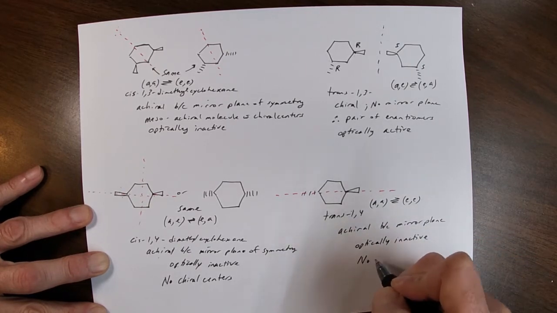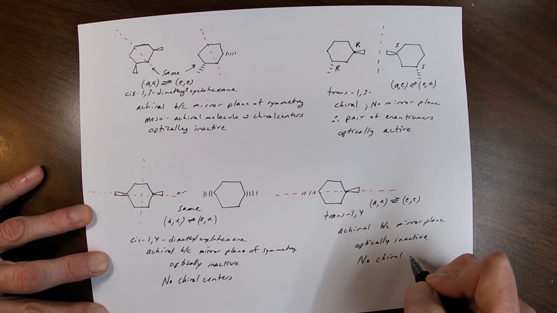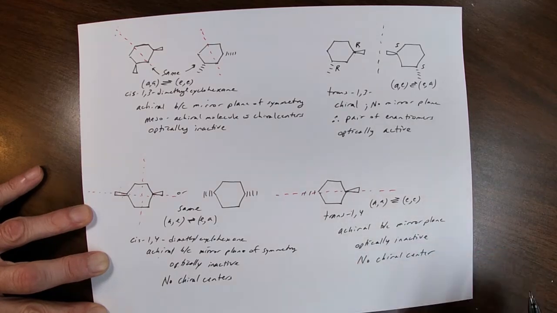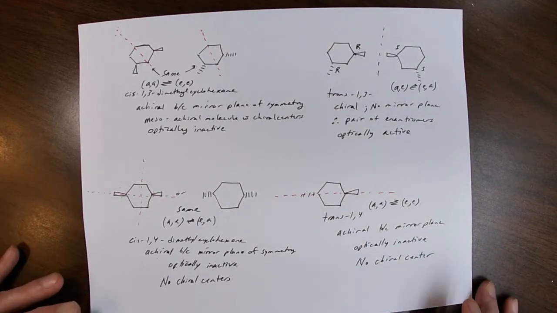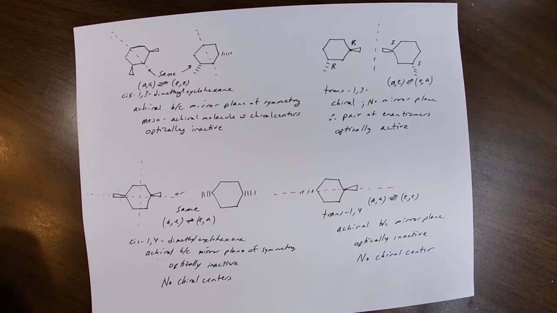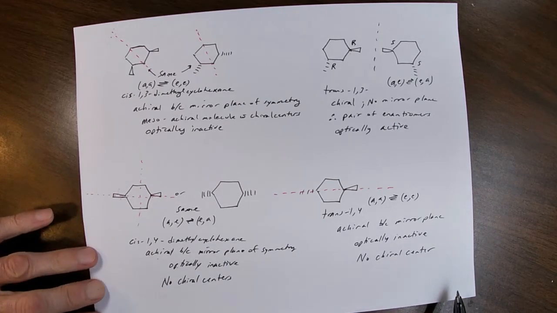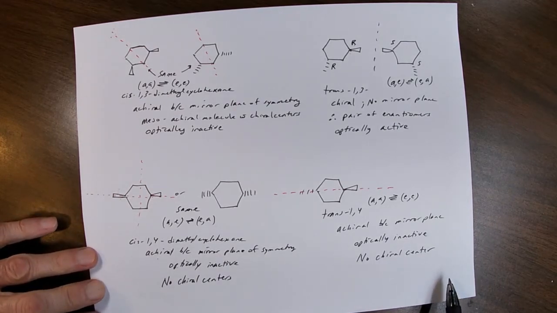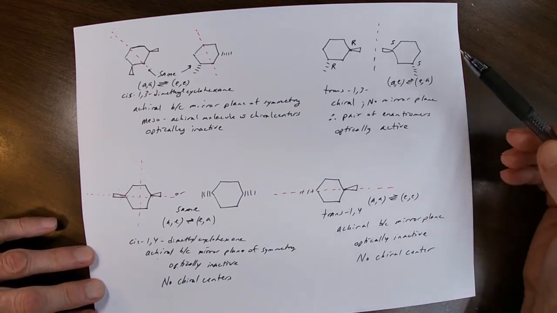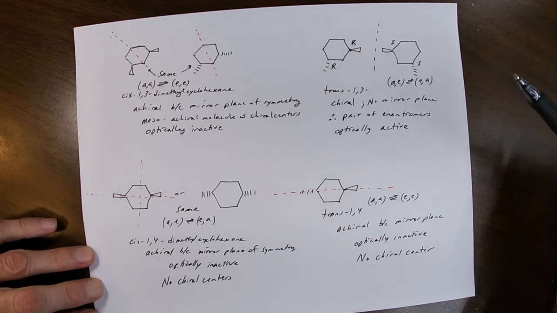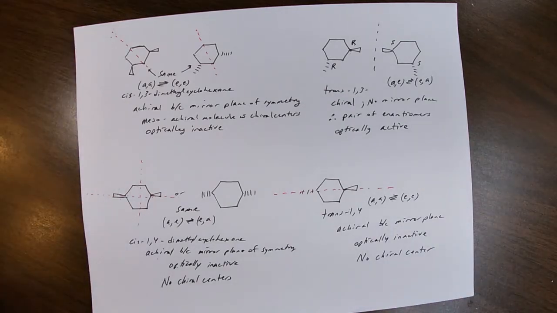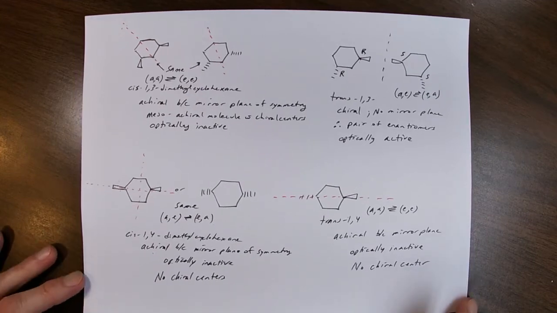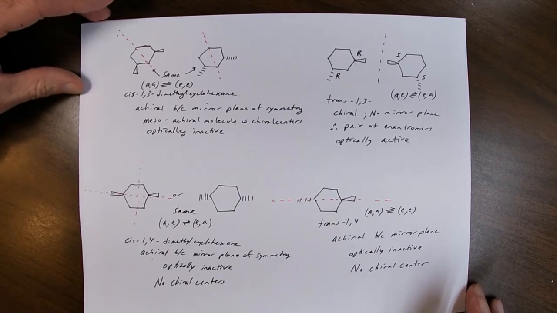And so again, there are no chiral centers for the cis or the trans 1,4 disubstituted. So again, it's best to evaluate these as to whether they have a mirror image or not in the planar structure rather than the chair conformation. Makes it a little easier to determine that.